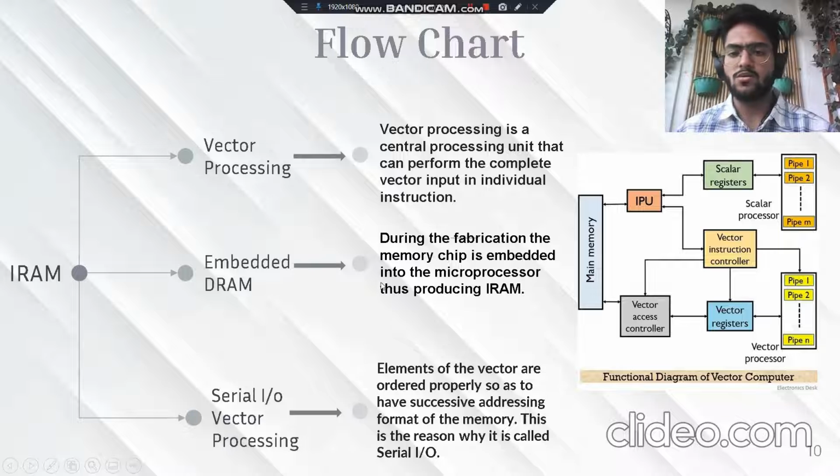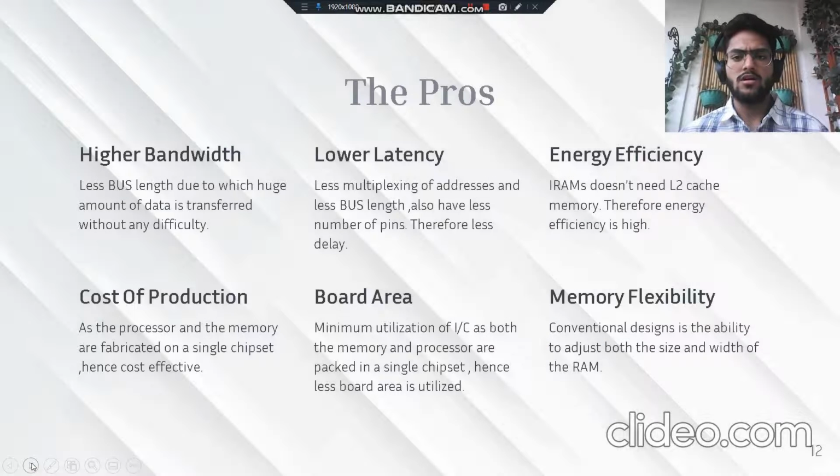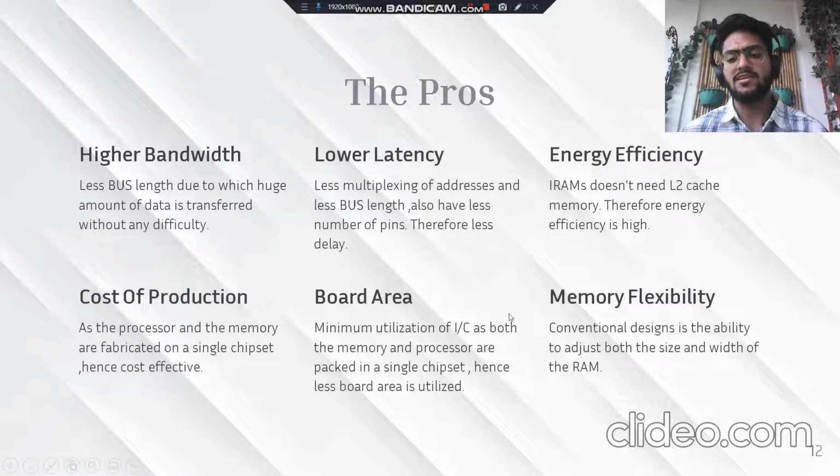That was all about IRAM architecture. So now we'll be talking about advantages. These are the pros. There are in totality 6 things which an IRAM does better than normal RAM. The first one is higher bandwidth, second is lower latency, third is energy efficiency, fourth is cost of production, then board area, and memory flexibility. So basically these 6 are the main reasons why IRAM is better than normal RAM.